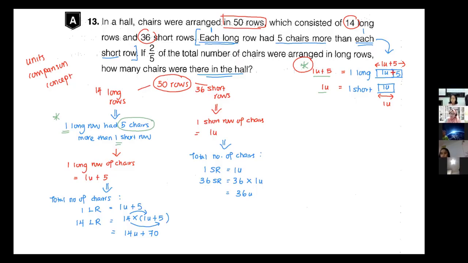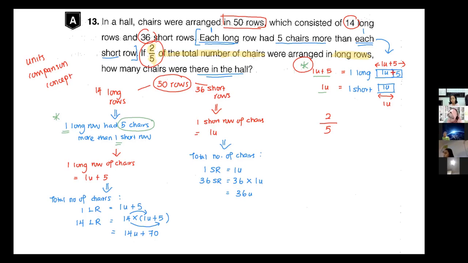But if you continue with the question, they don't stop there. The question carries on. They say that if 2 over 5 of the total number of chairs were long rows, very important information that I highlighted in yellow, very, very important. So I take out my fraction, and then I want to work with it. 2 over 5. This is the fraction from the question.